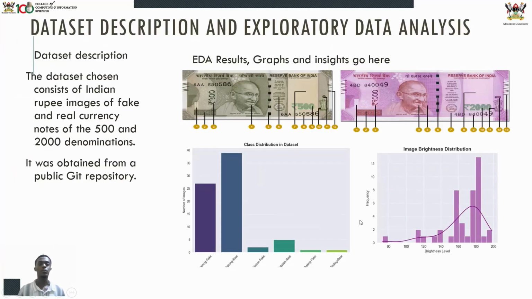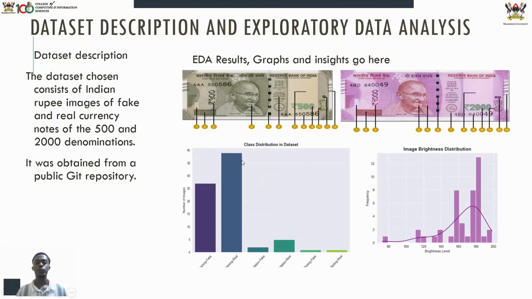For the dataset description and exploratory data analysis. The dataset was first of all obtained from a public Git repository, and it contained denominations of 500 and 2,000 Indian rupee images. As you can clearly see, this is the 500 Indian rupee, then the 2,000 Indian rupee, with various security features such as the security thread, the identification line tint, and also different watermarks.